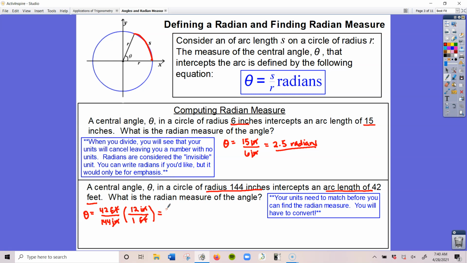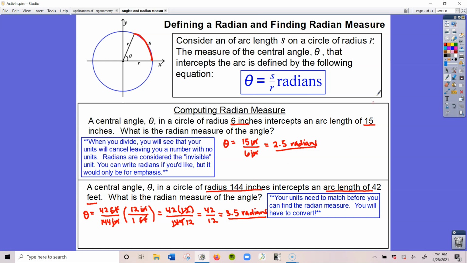So what we have here is 42 times 12 divided by 144. Now you can just multiply and then divide, get your answer. You can also simplify the 12 and the 144. 12 divided by 12 is 1, and 144 divided by 12 is 12. And then you can just divide now 42 over 12, which gives you 3.5. So the angle measure would be 3.5 radians. And again, just in case, I don't need to write the radians, but I'm doing so just for emphasis.